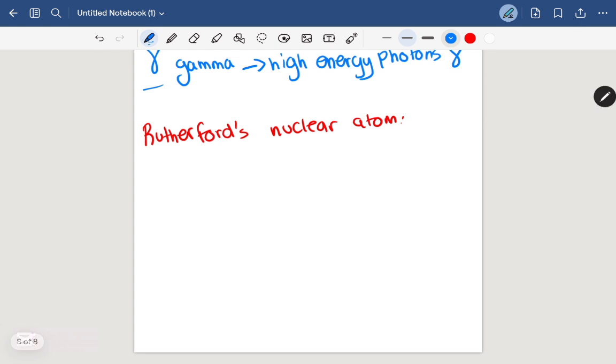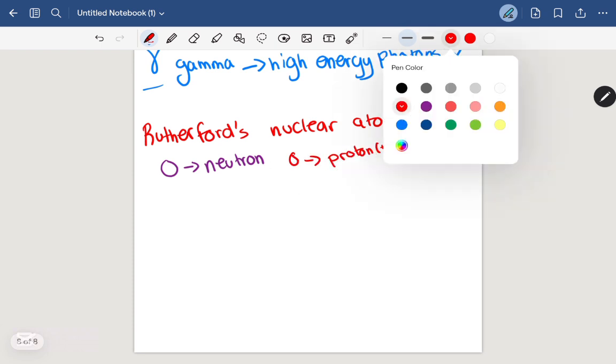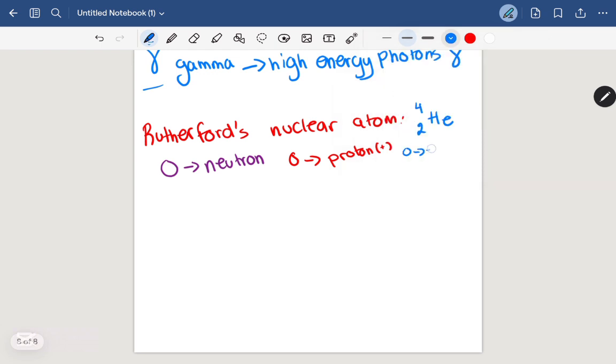So, for example, let us take the example of Rutherford's nuclear atom, but we're gonna do a helium atom. So let's just say helium that has 4 as the mass number and 2 as the atomic number. So in this case, we're gonna have 3 particles. We're gonna have, for now, the purple particle, which we will call the neutron, which does not have any charge. The red particle, we will call the proton, which has a positive charge. And then the blue particle, we will call the electron, which has a negative charge.